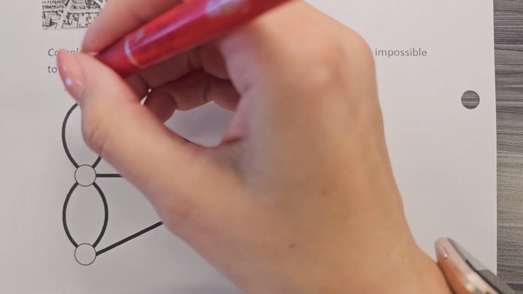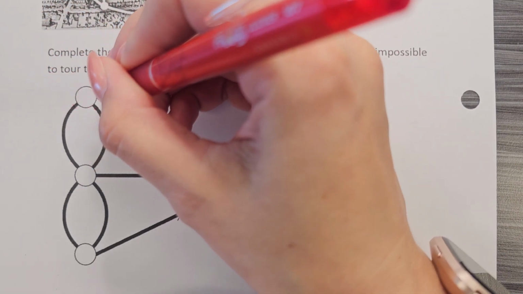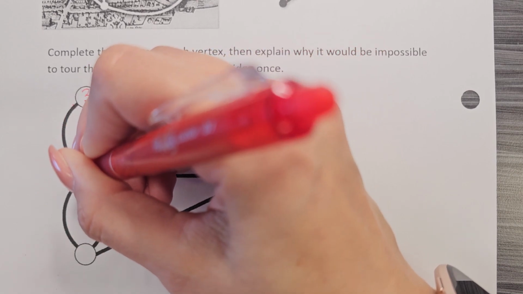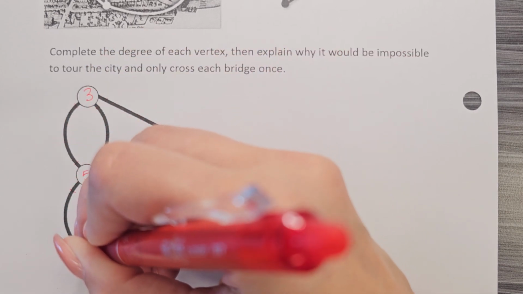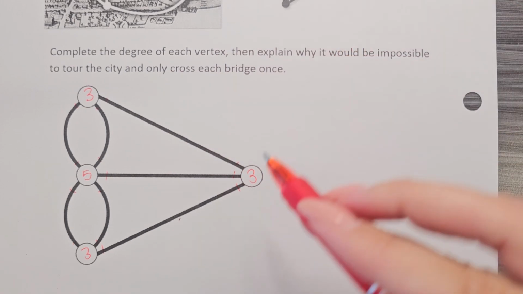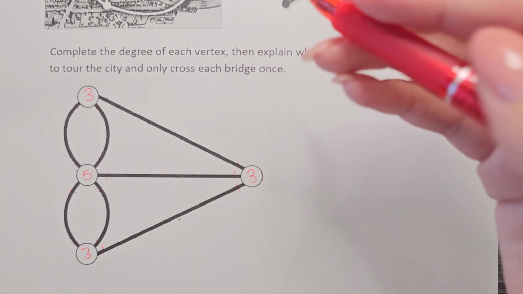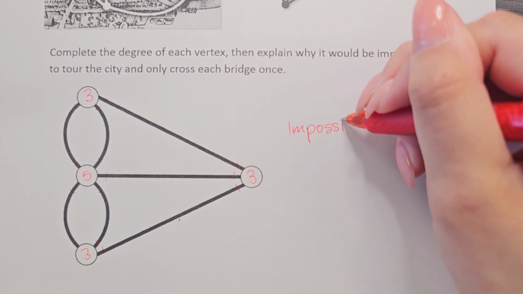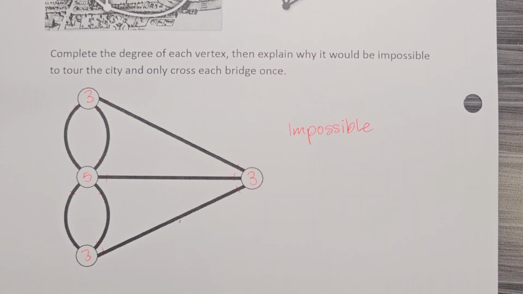And then we check how many pieces are coming off of it. 1, 2, 3. This one has 1, 2, 3, 4, 5. This one has 1, 2, 3 attached to it. This one has 1, 2, 3. So these are all odds. So that's why this one is impossible. Because as long as there's more than 2 odd numbers, it will be impossible to complete that.